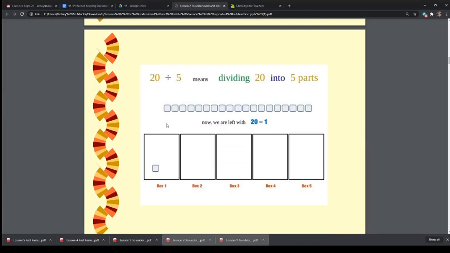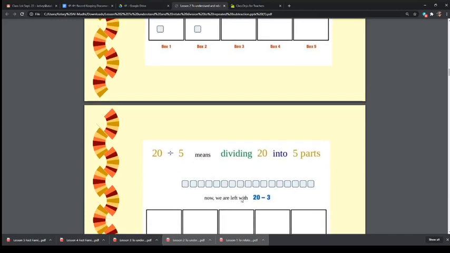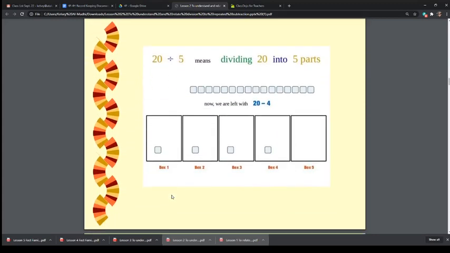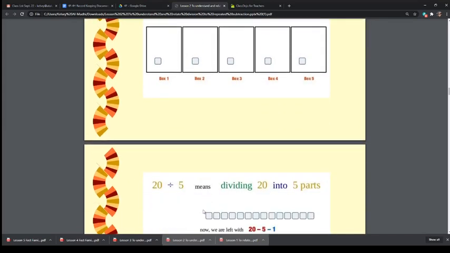So if we take one of the squares and put it into one box, now we are left with 20 minus 1. Again, if we continue putting the squares in the boxes, we continue to have to subtract each square that we put into a box. The same here, 20 minus 3, and 20 minus 4, and 20 minus 5, because one square is in each one of the boxes.